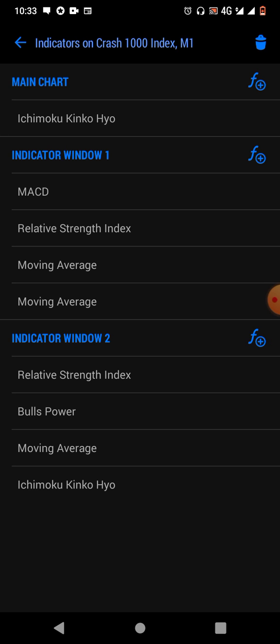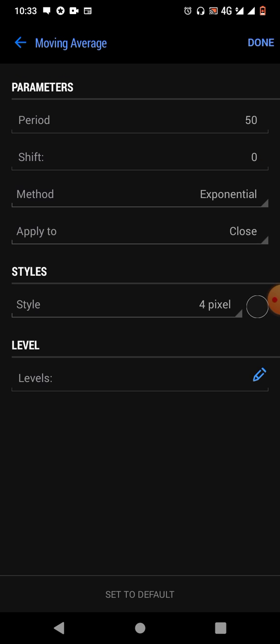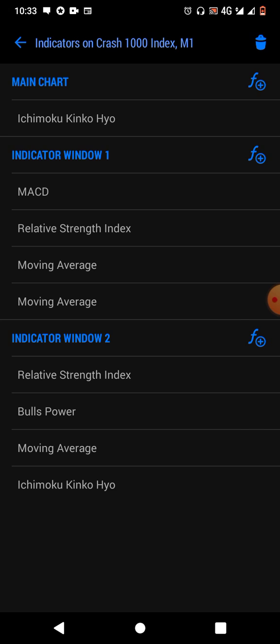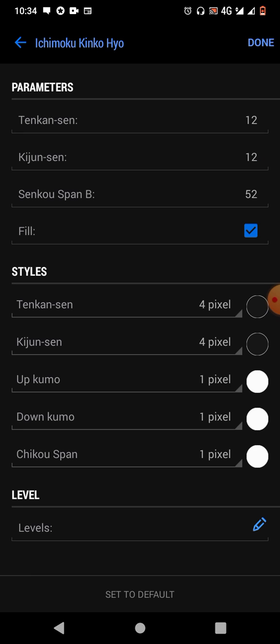So we have the Ichimoku. We have the moving average. The next indicator again we have is the moving average, period 50, shift 0, method exponential, apply to close. Style is 4 pixel, color black, and then the last indicator is the Ichimoku, same thing as the previous one on the main chart. When you're done, you just click on done.